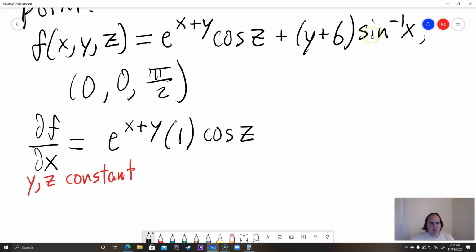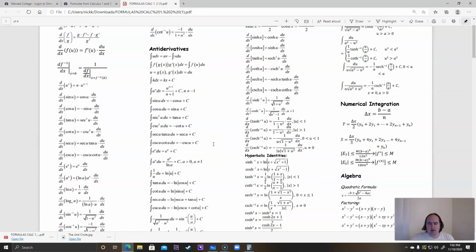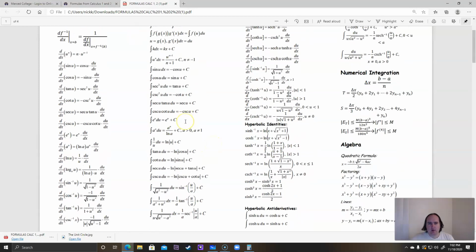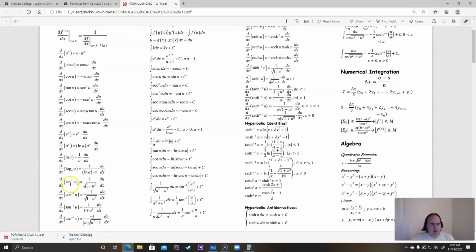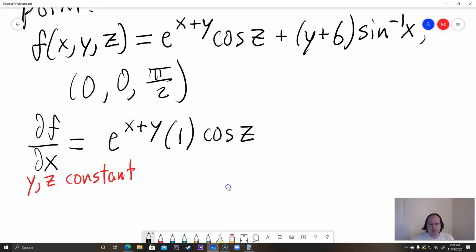And then for the second term, y and z are constant, but x is not. So the y plus 6 is constant, but sine inverse of x is not constant. If you don't remember the derivative of sine inverse of x, you can always go into the formula sheet that I have in one of the modules, the formulas from Calc 1 and Calc 2. The derivative of sine inverse is 1 over the square root of 1 minus u squared du dx.